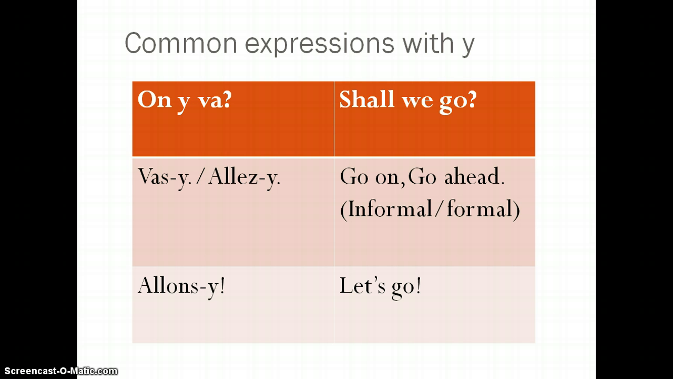Now, it's probably more important for you when you're just starting off to pay attention to some common expressions with y. If you can start to use those, then you'll start to feel more comfortable with other ways that you could use the pronoun y, and you can start coming up with some of your own sentences. But you'll hear these very common: on y va, shall we go? Vas-y, or allez-y, go on, go ahead. Vas-y would be informal, allez-y would be formal. So if you're standing in line and you want to tell someone go ahead, you can go in front of me, you might tell them allez-y. And then allons-y would be let's go, so it's imperative form here. And so if you're cheering for your team, you might want to tell them allons-y.